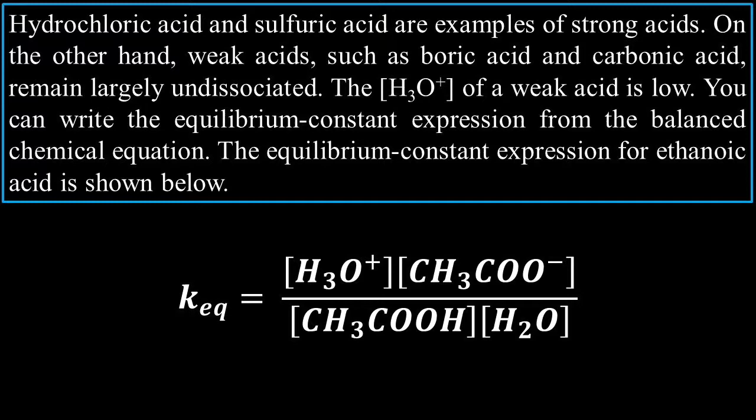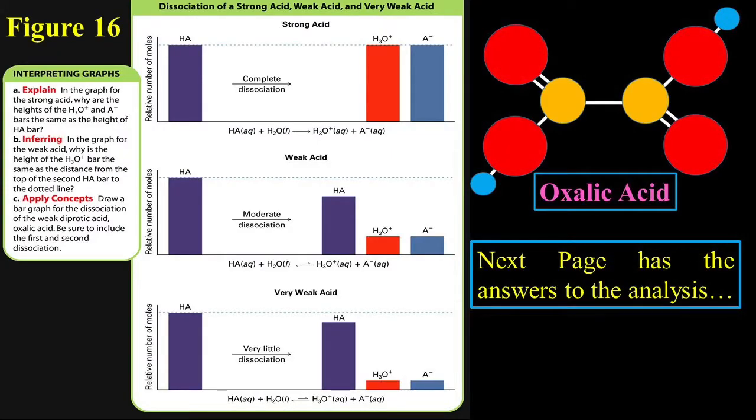You can write the equilibrium constant expression from the balanced chemical equation. The equilibrium constant expression for ethanoic acid is shown below. Very important expression. Figure 16 demonstrates and compares differences and similarities among strong acid, weak acid, and very weak acid.